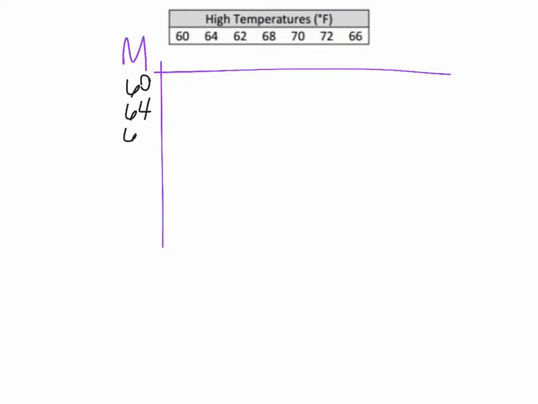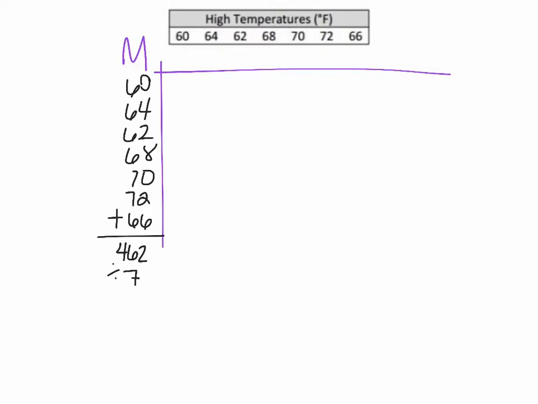64, 62, 68, 70, 72, and 66. Now I'm going to add all of those up because it is mean absolute deviation, so I have to find that mean for the first time. And when I add these up, I get 462. And I have to divide that number by how many there are. So if I count this, there are 7. 462 divided by 7, just typed it in my calculator, and I got 66.